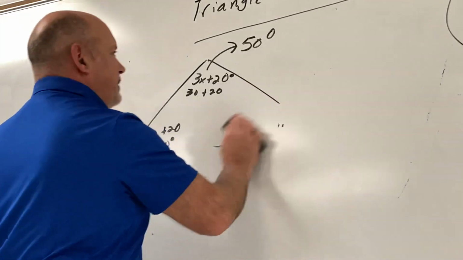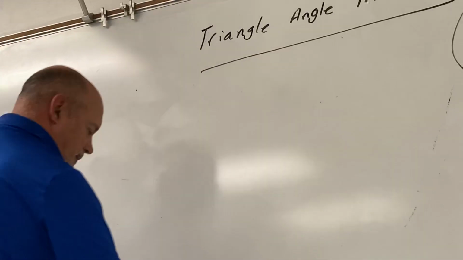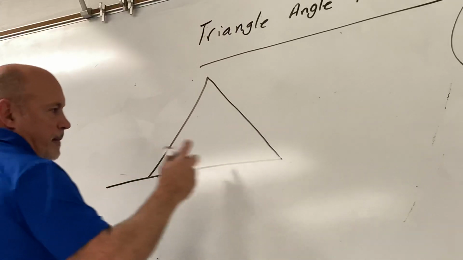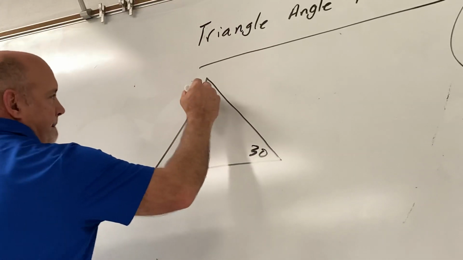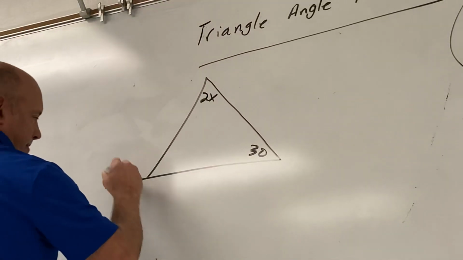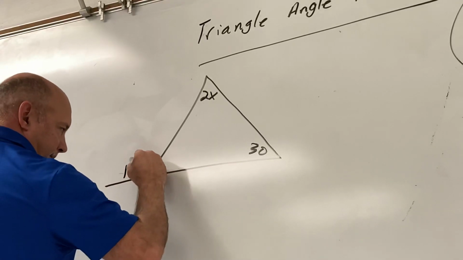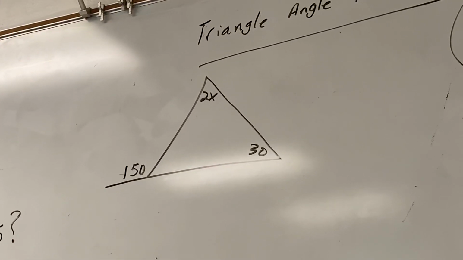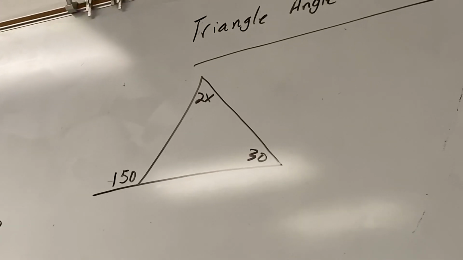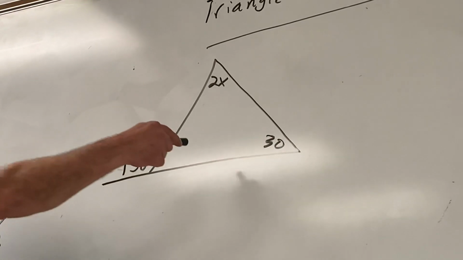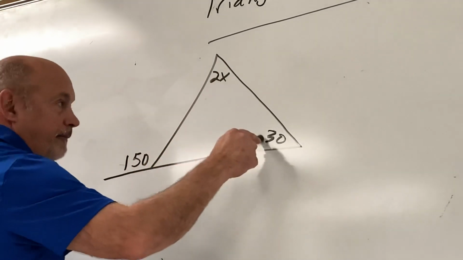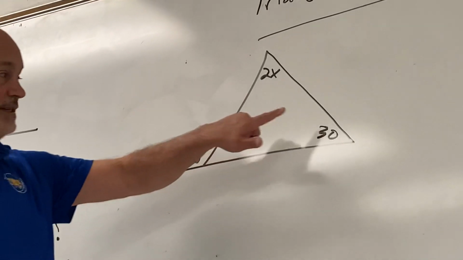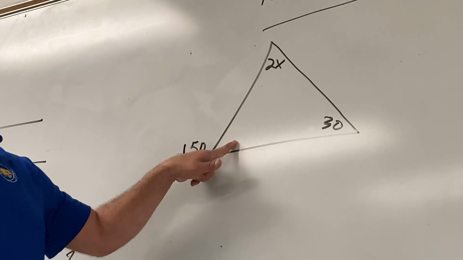Most of the problems, you're going to have to set up the equation and make it equal to 180. What do we need to do on this bad boy if we're going to find all three angles in here? Add them all. Well, we don't know what this one is. I can't add these three together until I know what number is here. Somebody tell me how to figure out what number is right here.